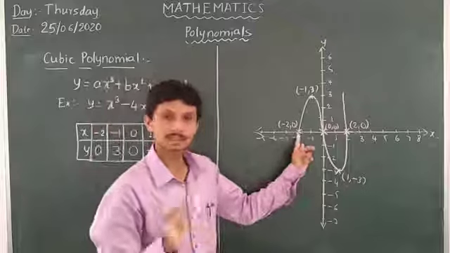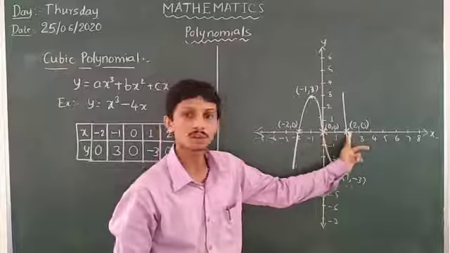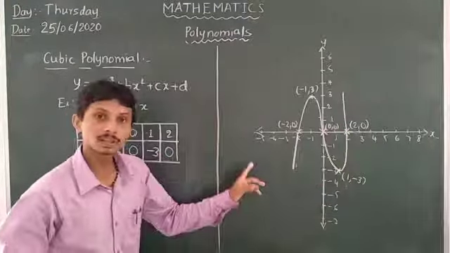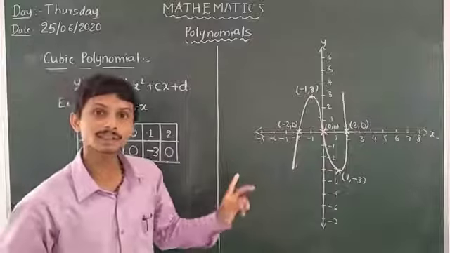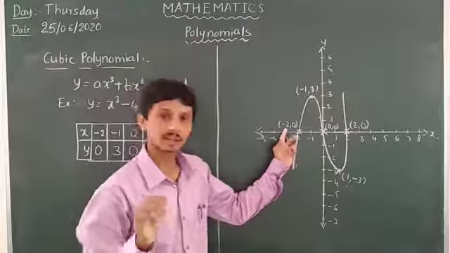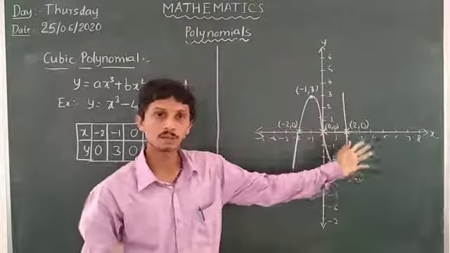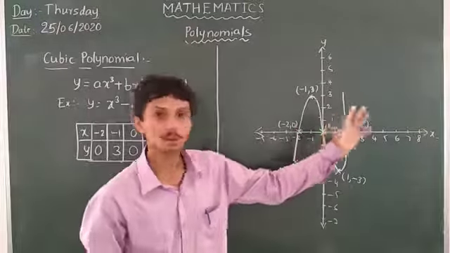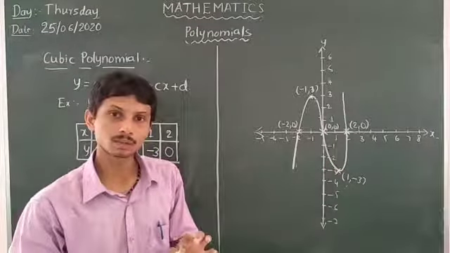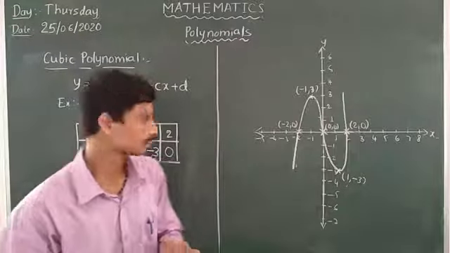So here the curve intersects the x-axis. Here also the curve intersects the x-axis, and here also the curve intersects the x-axis. That means this cubic polynomial has 3 zeros, when the value of x is taken as minus 2, 0 and 2. When we take x equal to minus 2, 0 and 2, the polynomial is 0. That means this polynomial has 3 zeros.